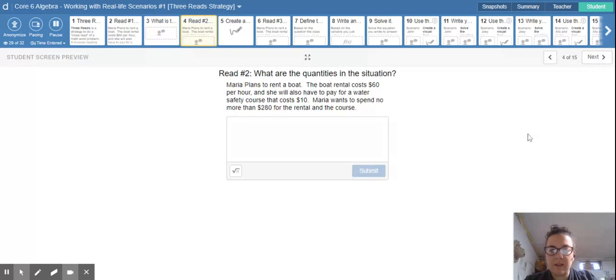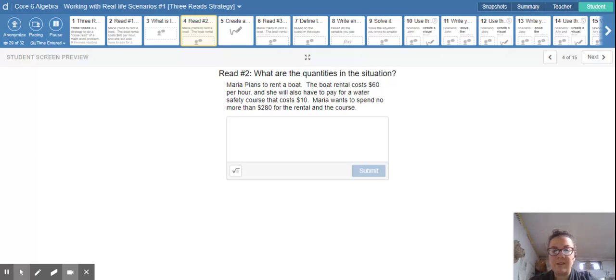So in the second read, it says, what are the quantities in the situation? So quantities are numbers with their units. So we want to look through as we read, and we want to determine what are some of the numbers in this situation and what do they have to do with Maria. So Maria plans to rent a boat. The boat rental costs $60 per hour, and she will also have to pay for a water safety course that costs $10 per hour. Maria wants to spend no more than $280 for the rental and the course.